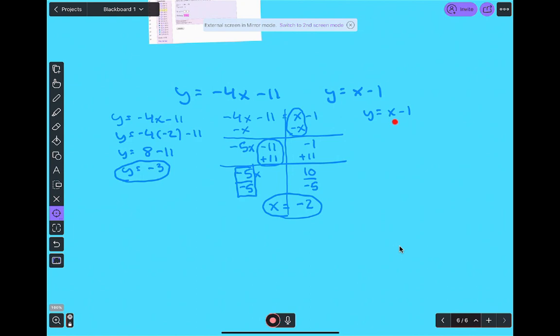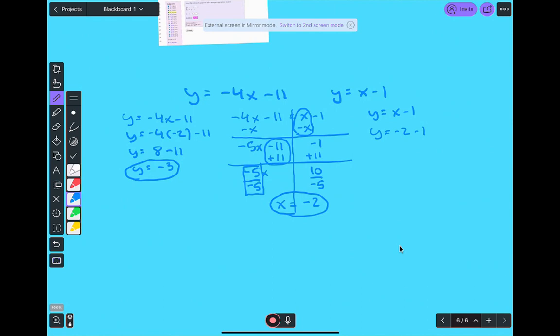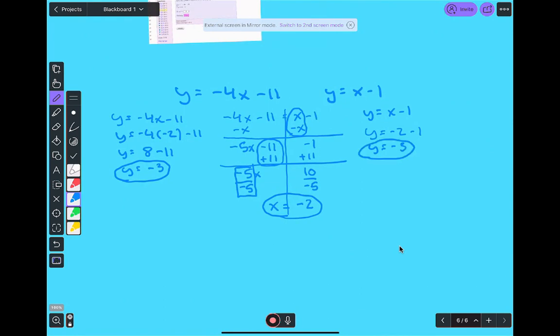So I have y is equal to negative 2 minus 1. Now they work together, so I'm just going to add them up and keep it negative. So y is equal to negative 3. Notice I have negative 3 over here for y and negative 3 over there for y. So I did that correctly. I like to put a little check mark to show that I did it correctly.